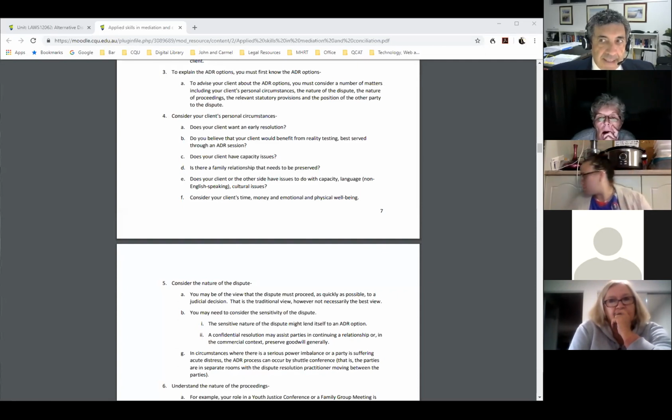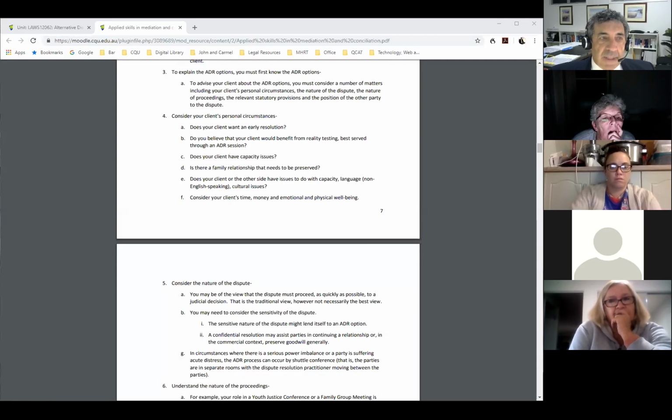When we talk about reality testing, we're really testing the boundaries of what is likely to happen in the event of proceeding one way or another. And clients aren't particularly good at reality testing. Some lawyers aren't good at it too, particularly if the lawyers, for want of a better term, fall in love with their case and think, we're on a winner here, I'm not even going to think about different options. But reality testing means asking the questions, the what if type questions.